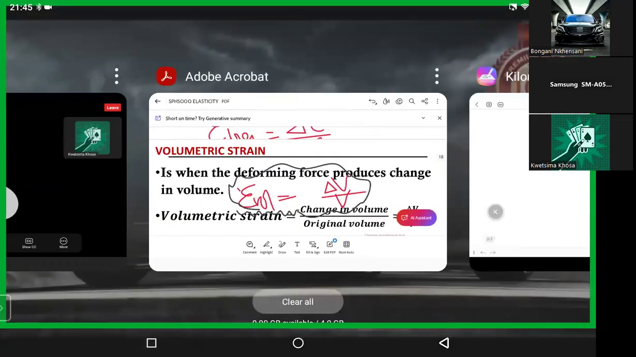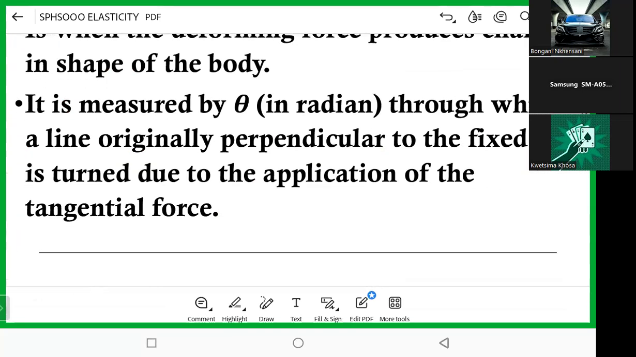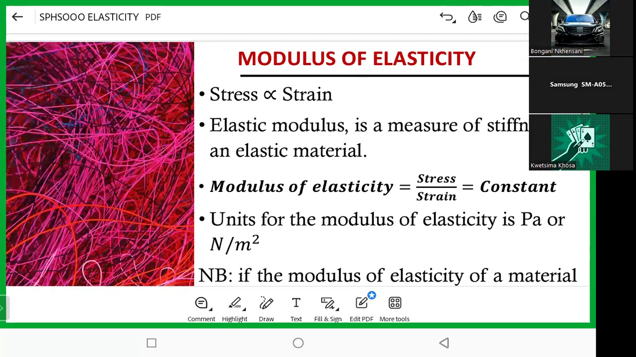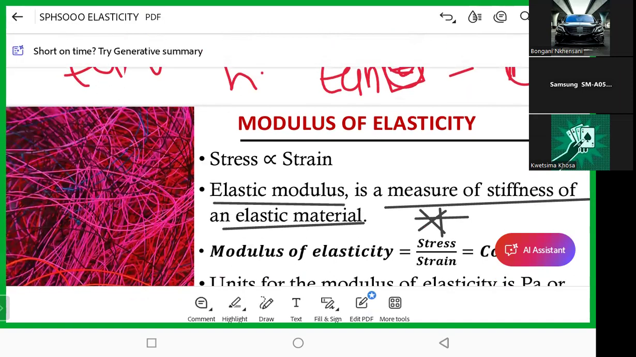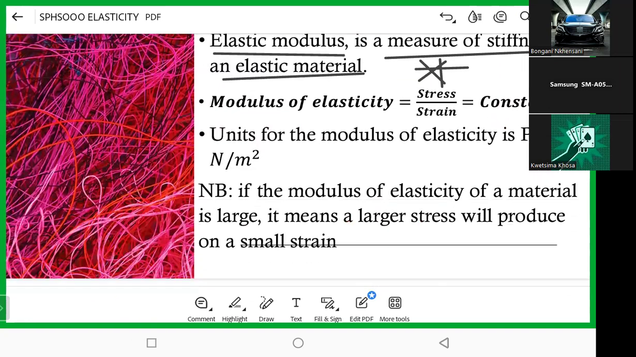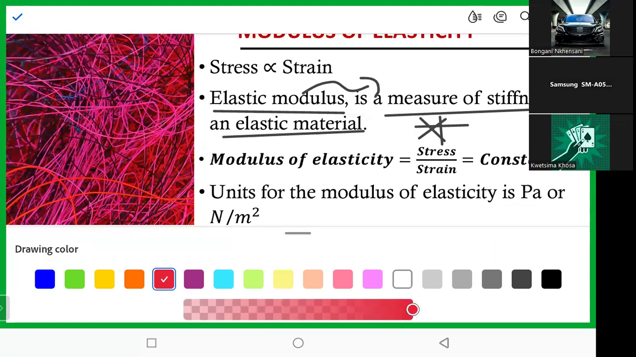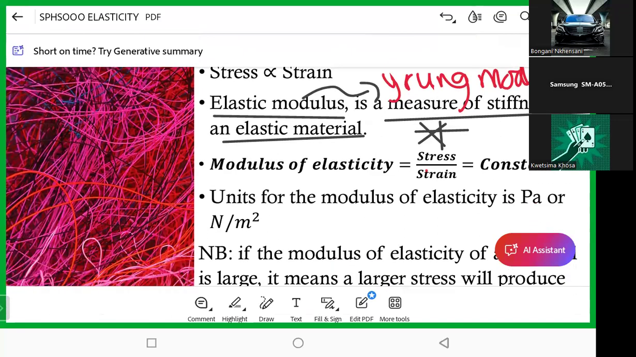Now I want us to check the formulas that you must know in order to calculate. We must start here. This term called elastic modulus is a measure of stiffness of the material. So this definition is important. Elastic modulus, another term for this is Young modulus. So we're checking the stiffness of the material. The formula is stress over strain.